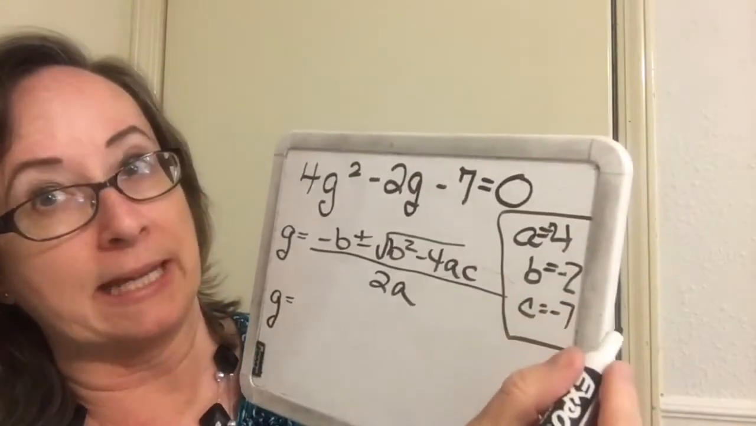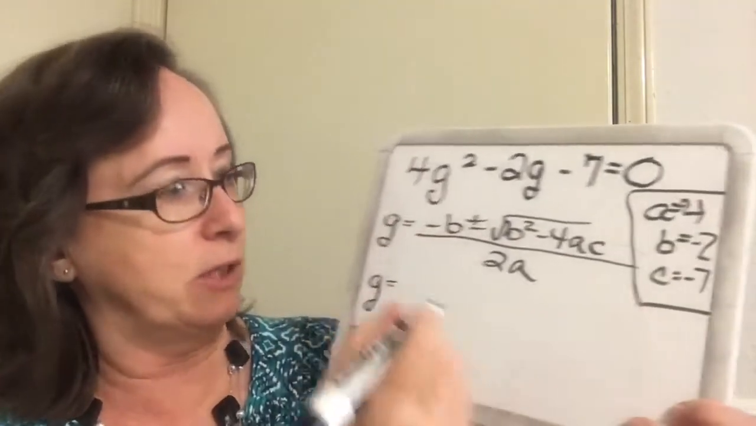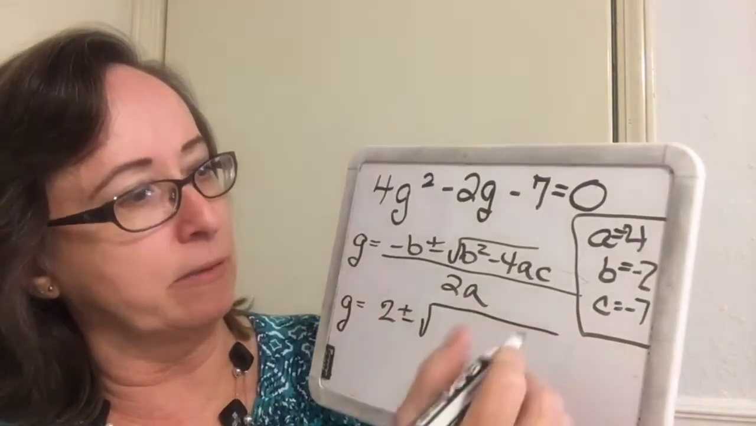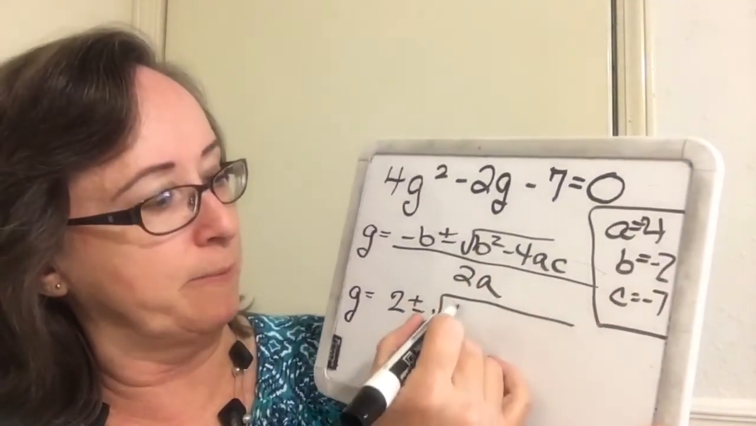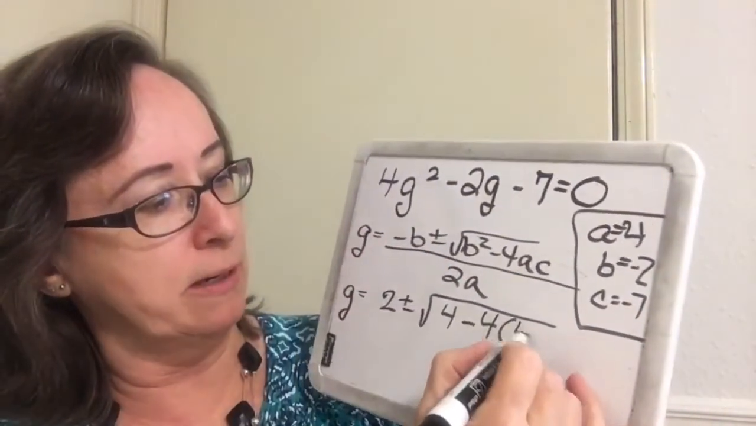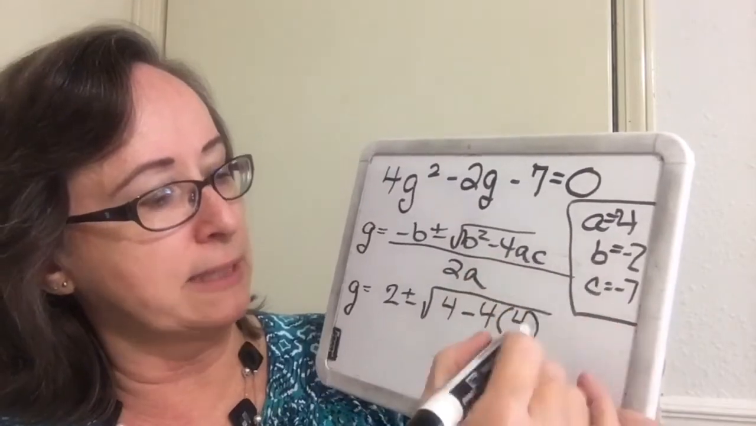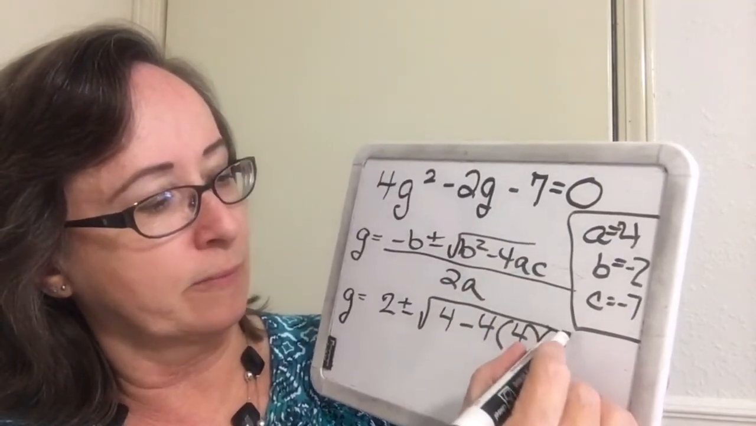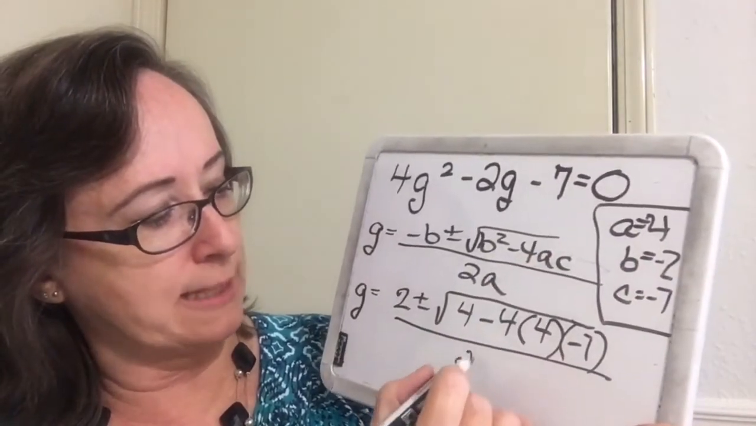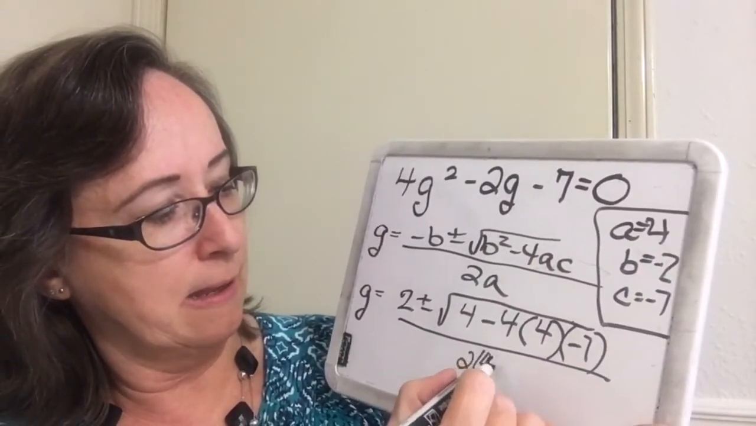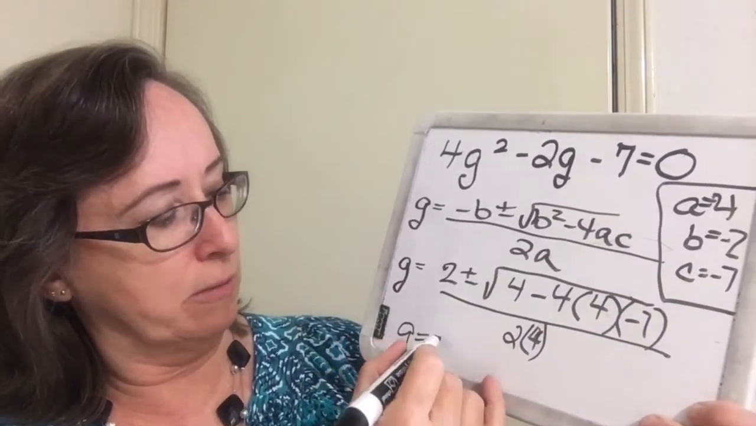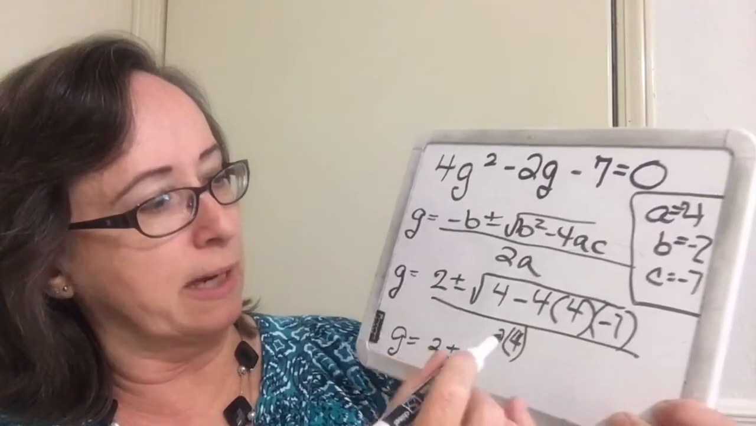Okay, so g is negative b. So since b was negative 2, negative of negative 2 will be a positive 2. Plus or minus the square root of b squared, which will be 4, minus 4 times a, which was 4, times c, which was negative 7, all over twice a, and a was 4. So now we wind up with g is equal to 2 plus or minus.